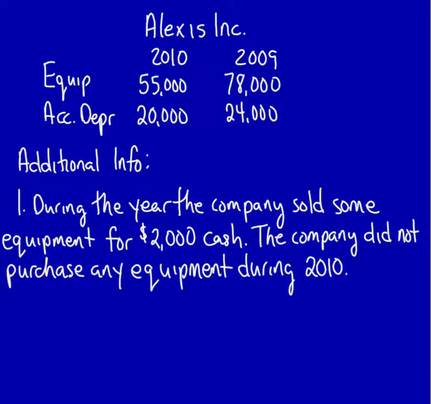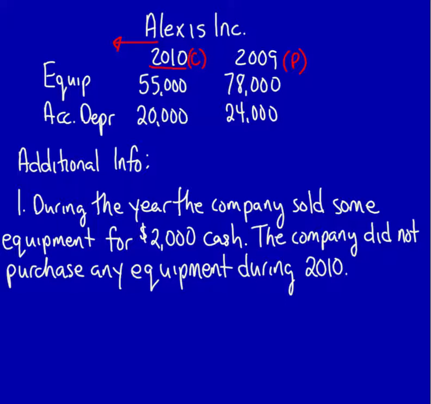Alexis Inc., I see that I have equipment and accumulated depreciation. I have 2010, which is, of course, the current year. Note that the current year is the one that's always closest to the account names. I also have the prior year, right here, 2009. I've given information with regards to equipment. Generally, you would have the whole statement of financial position, also called balance sheet, but I've just focused in on equipment and accumulated depreciation. Here's my additional information, which tells me that my formula will not work.